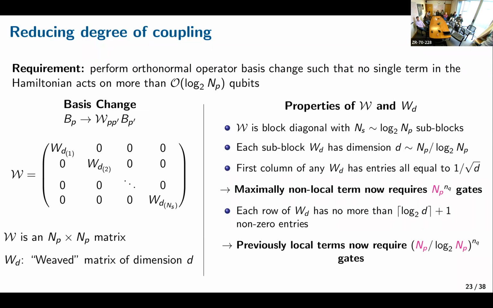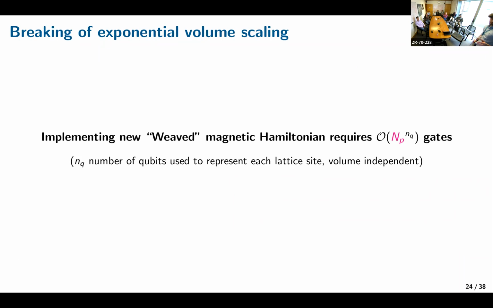To summarize the final gate counts after doing this transformation, in this new basis we implement what we call the weaved magnetic Hamiltonian. We call it that because of how we generate these matrices. It's just the name we chose. In this new basis, we find that the magnetic Hamiltonian has a cost that scales polynomially with the volume, where the power of this polynomial is given by the number of qubits per plaquette. This breaks the exponential volume scaling by doing this change of basis.